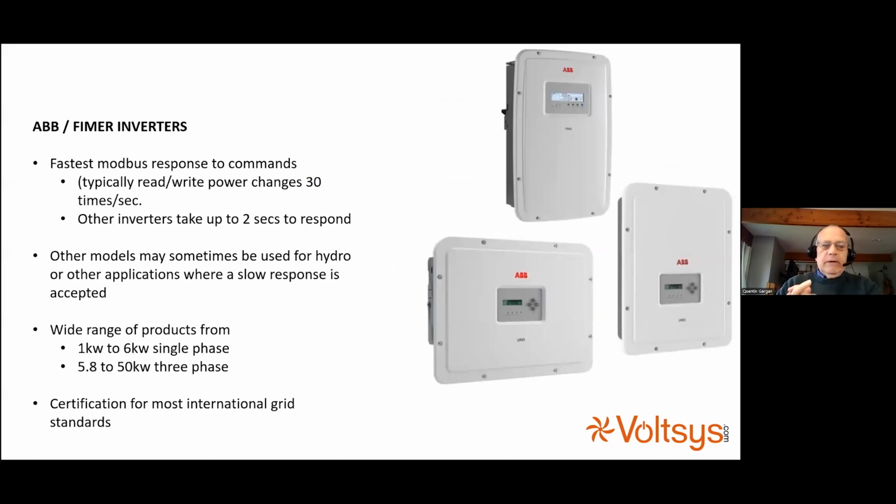We work with ABB and FEMA. This company has been passed from Power One to ABB to FEMA. And the reason we use these inverters is because they can respond very fast to Modbus commands, much faster than any other inverter that we've seen on the market. If anybody knows an inverter that does it faster, I'd be interested to know about it. But we can basically change the power setting from the controller and tell the inverter to change its power harvesting. We can do that 30 times per second, whereas most solar inverters take about 2 seconds to respond to the Modbus command. We do use other slower Modbus command inverters for hydro and for CHP.